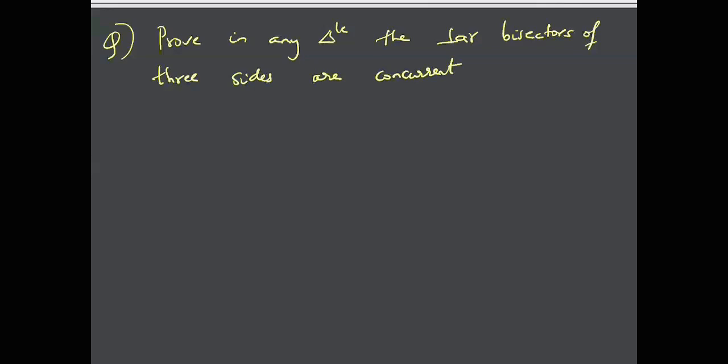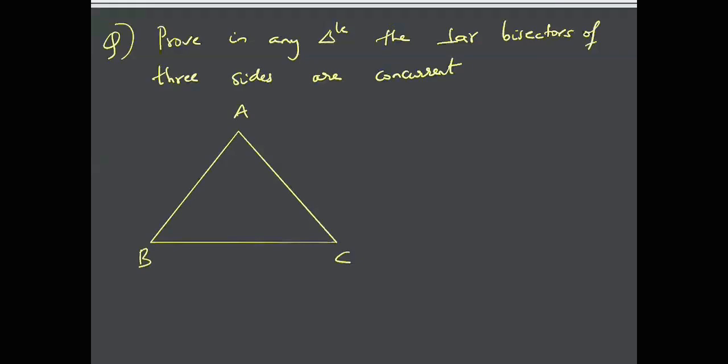Okay. So let us say there is a triangle ABC. Fine. We need to prove that the perpendicular bisectors of all the three sides, that is AB, BC and AC, meet at a single point. That is, they all pass through a single point. And we already know that that point is called the circumcenter of triangle ABC. So let us do this.